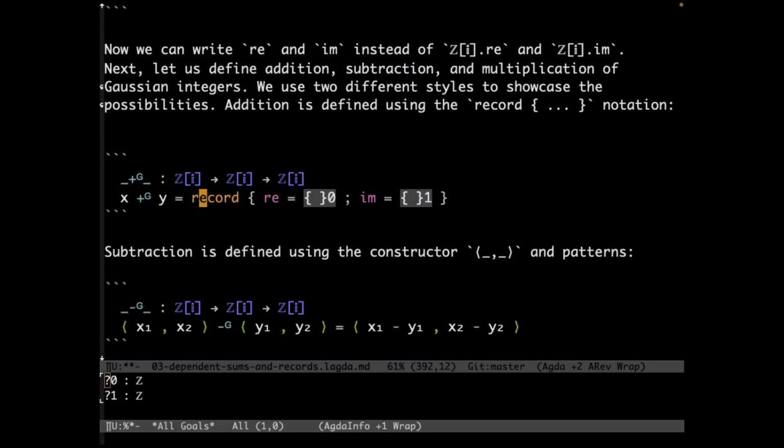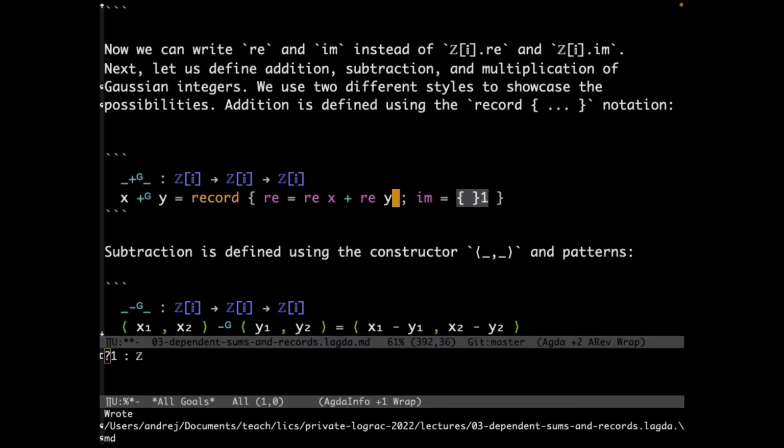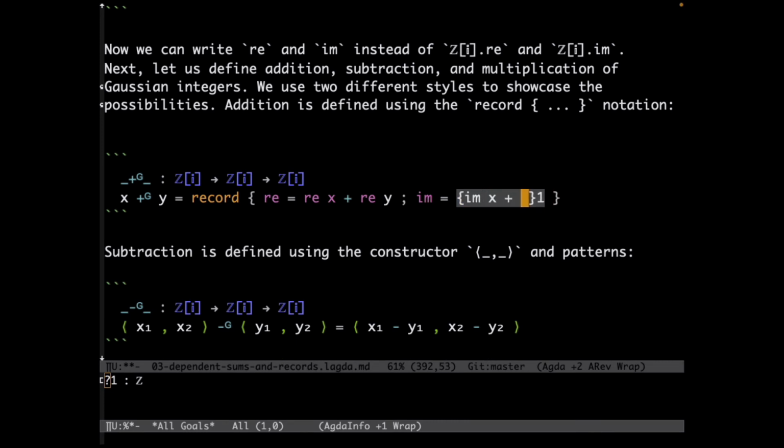So you can say, I'm going to have a record, and then you give the values of the fields. So that's the other way. This one also works. It works always, even if you didn't declare a constructor. And now you say, well, it's RE x plus RE y. And this one is IM x plus IM y. That's one way to do it. That's the second way to do it.